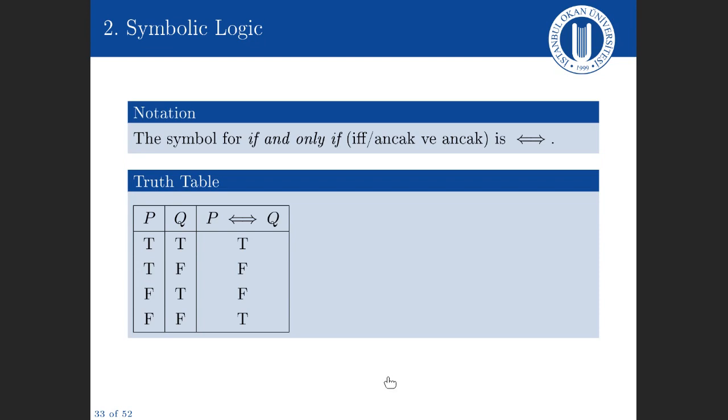The symbol for if and only if, which in maths we like to abbreviate as IFF. This is not a real English word, this is only a mathematical English word. And the symbol for it is this double-ended double arrow. And this means P and Q are the same. They're either both true or they're both false.